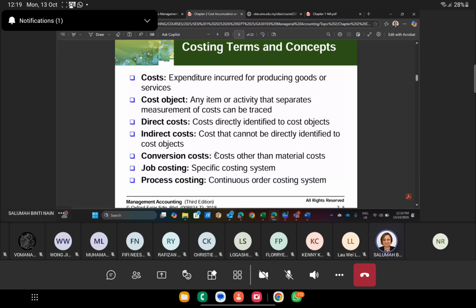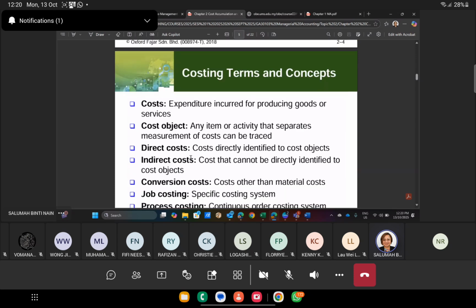Okay, conversion cost is cost other than material costs: direct labor plus overheads to convert from material to finished goods. Job costing is a specific costing system that we are going to cover in topics 3, 4, 5. Topic 5 and 6, and this one is topic 7. Okay, specific costing system, process costing, continuous order costing system. So these are the basic cost terms and concepts in management accounting.